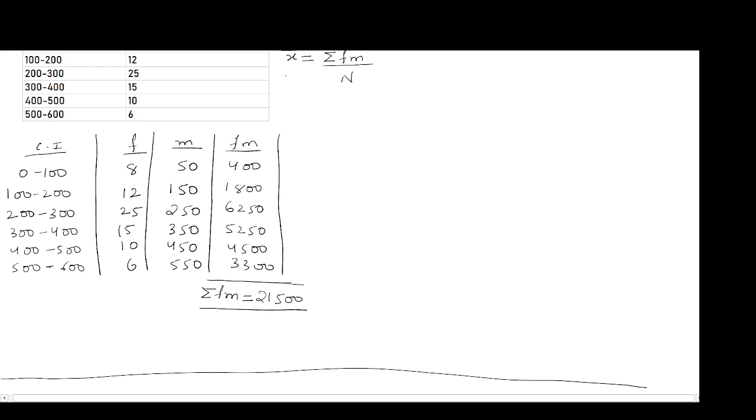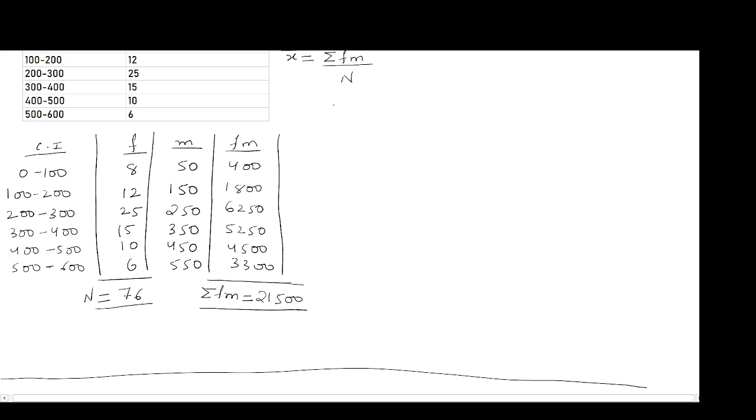Now you can observe the formula. X bar is equal to summation fm divided by capital N. So summation fm I got. Now I have to calculate capital N. What is capital N? Total of frequency. So capital N is total of frequency. Add all the frequency values, you will get total N. 8 plus 12 plus 25 plus 15 plus 10 plus 6. The total is 76.